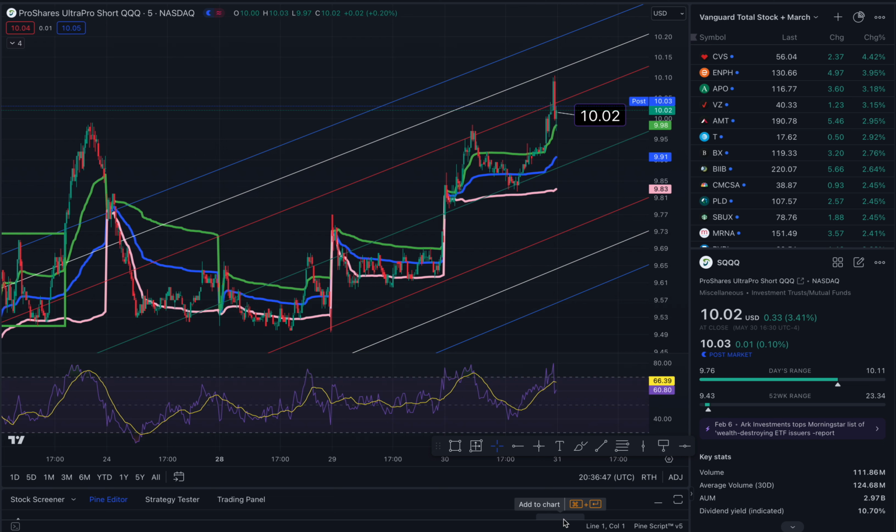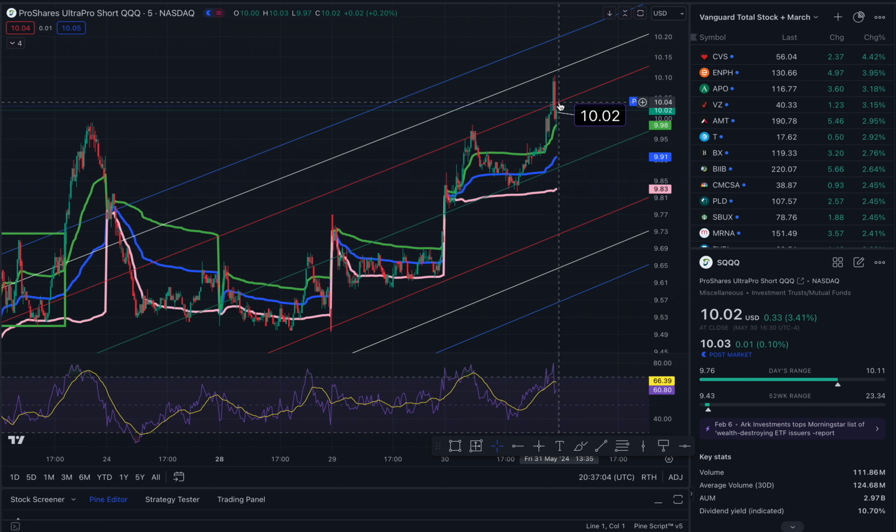I'm going to go over a couple of tickers, starting with SQQQ. When the market is down, this ticker is up. So we ended the day at $10.02, up 3.41%. This is where we are at resistance. You can see the sell-off there.